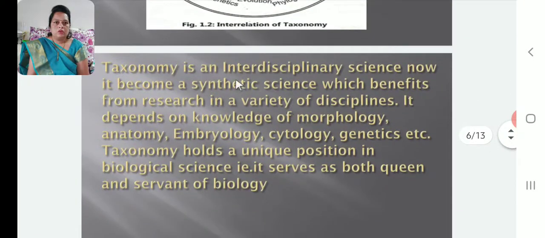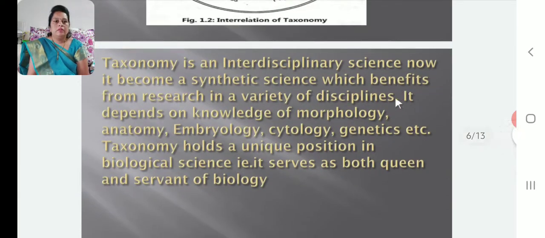So taxonomy is an interdisciplinary science. Now it has become a synthetic science which benefits from research in a variety of disciplines. It depends on knowledge of morphology, anatomy, embryology, cytology, genetics, etc. Taxonomy holds a unique position in biological science: it serves as both queen and servant of biology.